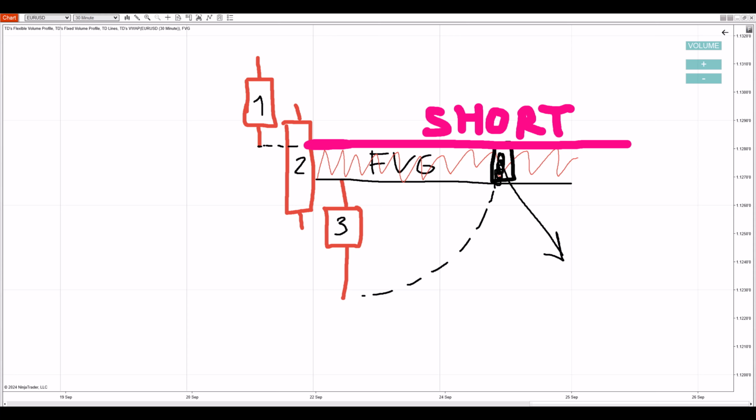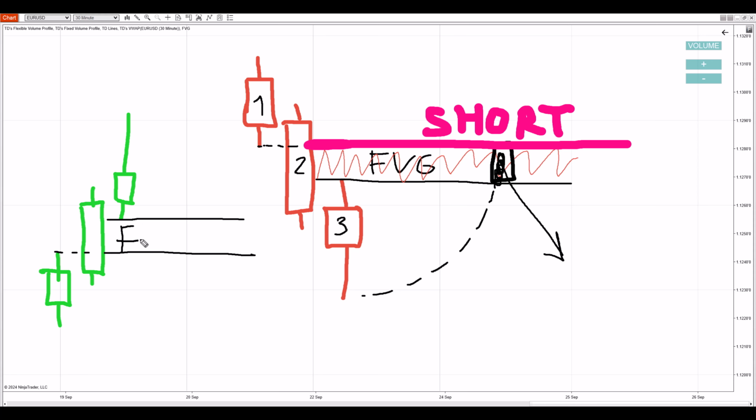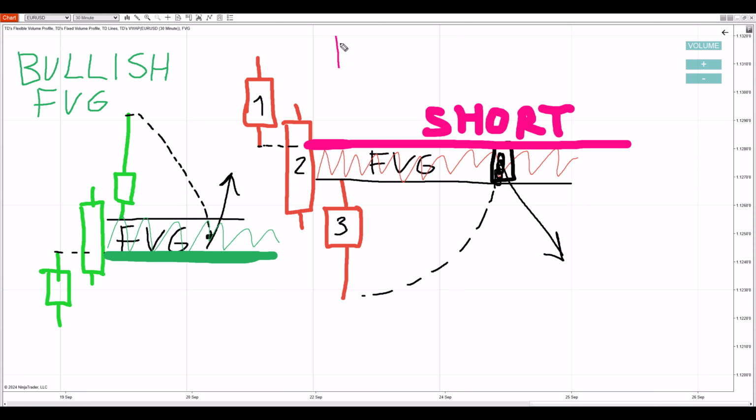Now let me quickly draw the bullish scenario again. For example, like this. In this case, this is the fair value gap, and you wait for a pullback, and this should work as a support, and you go long from there. I personally take my long from this place, from the beginning of the fair value gap. Alright, so this is the bullish scenario, and this is bearish.